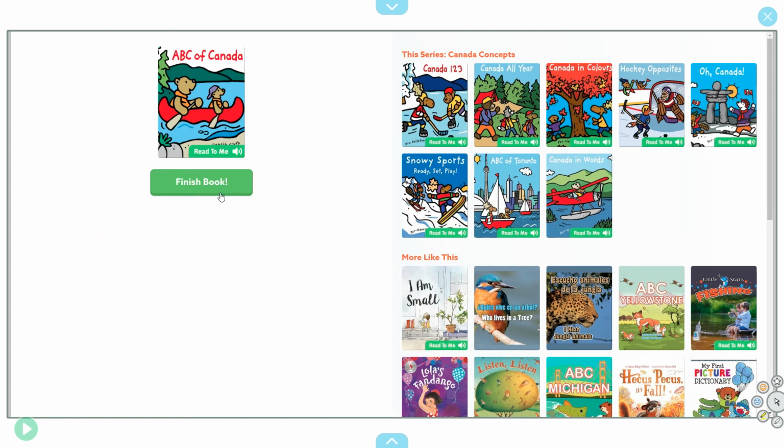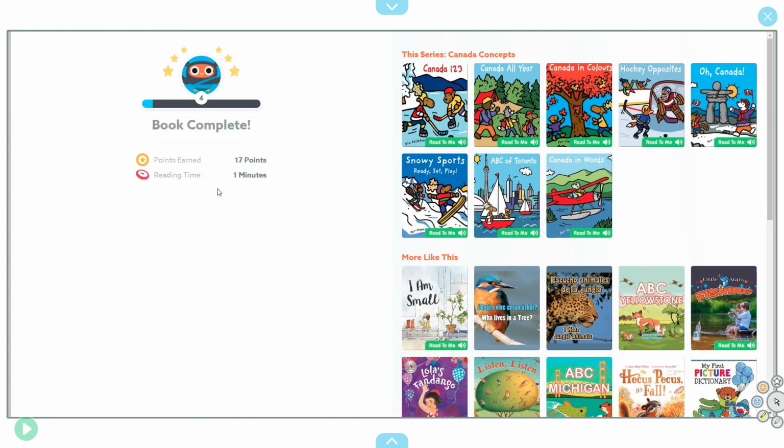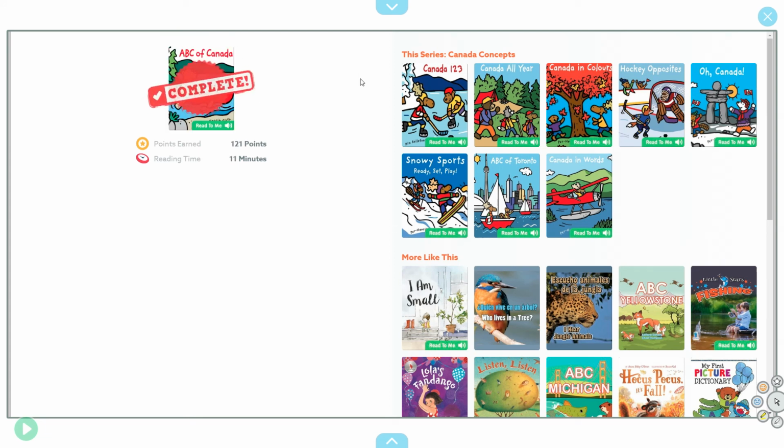Okay, let's get some points. Finish book. Level 4, we're halfway there, almost level 5. Okay, I like these Canada books. Next time, maybe we can do Canada 1, 2, 3, Canada in colors, snowy sports.